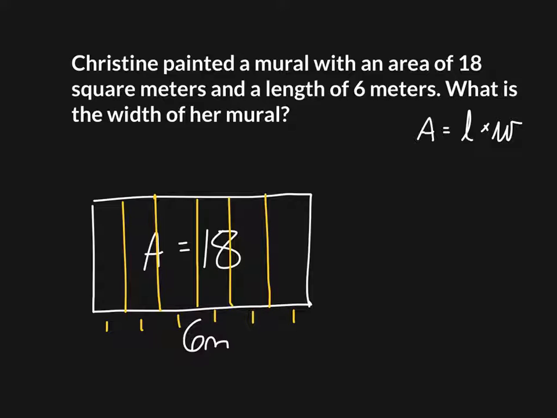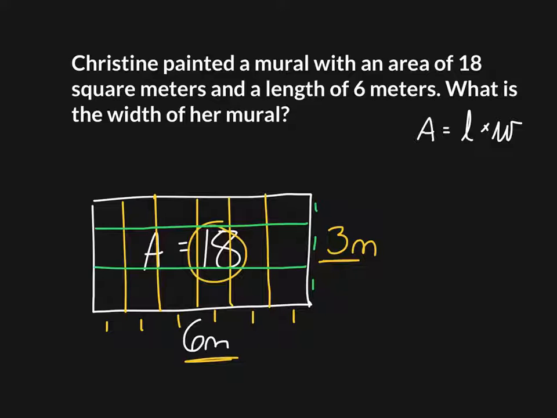Now I need a total of 18 square meters. So if I have 6 along one edge, I need to ask myself in my mind, 6 times what gives me an area of 18. And I know that 6 times 3 equals 18. So if I divide this now into 3 sections across, so I have 1 meter, 1 meter, 1 meter, and if I count up all of these boxes, I've got 1, 2, 3, 4, 5, 6, 7, 8, 9, 10, 11, 12, 13, 14, 15, 16, 17, 18. I get my area that I was looking for of 18.